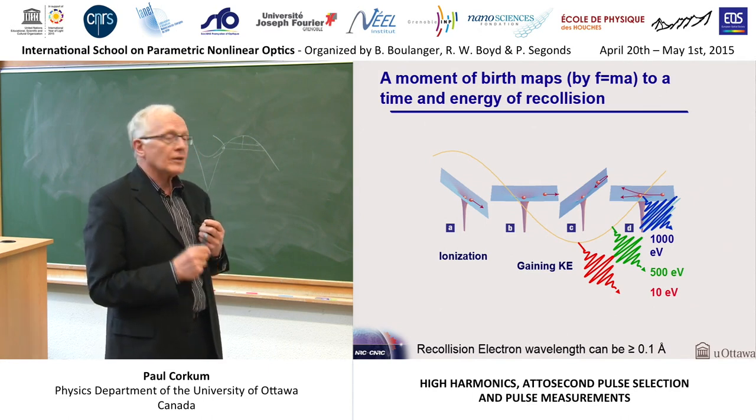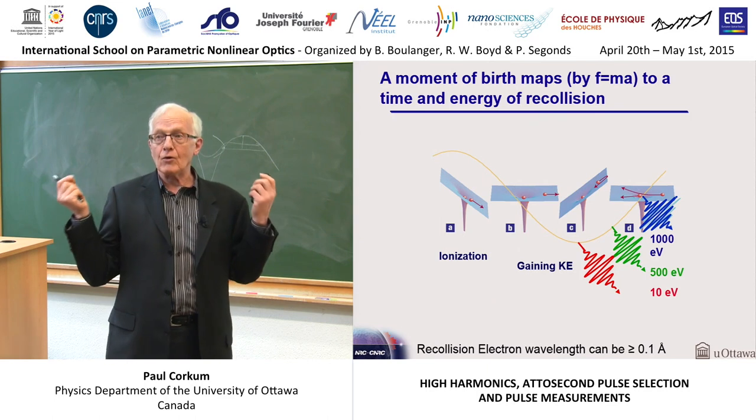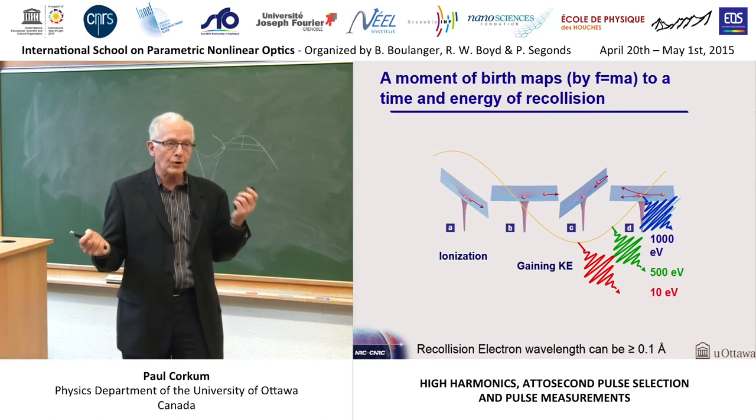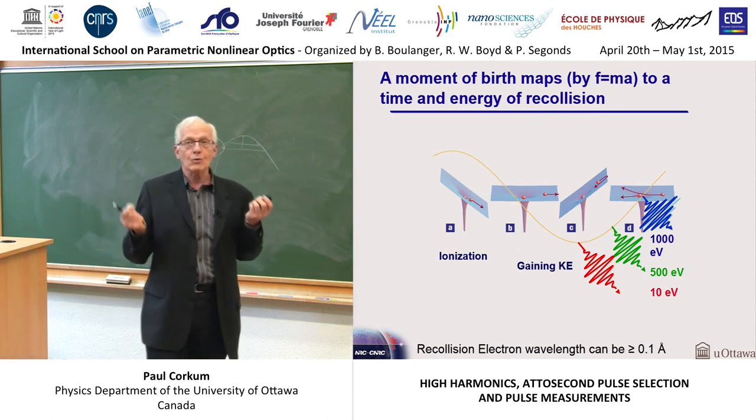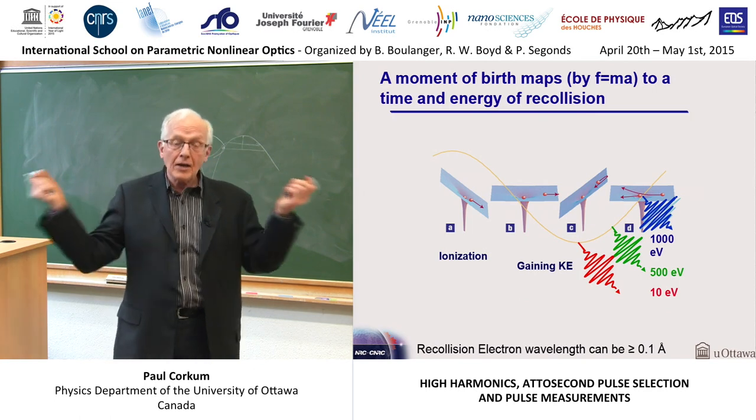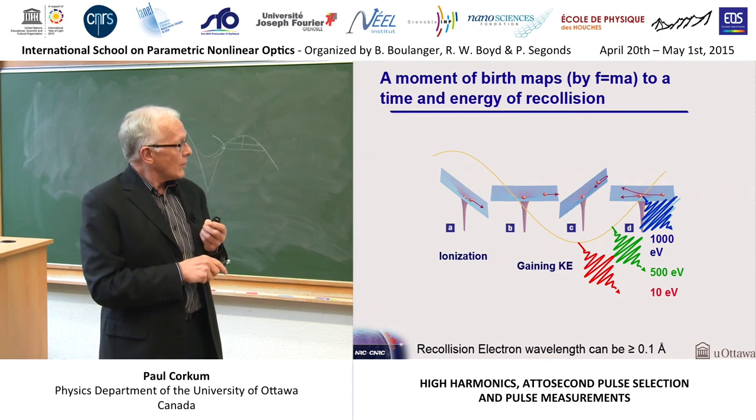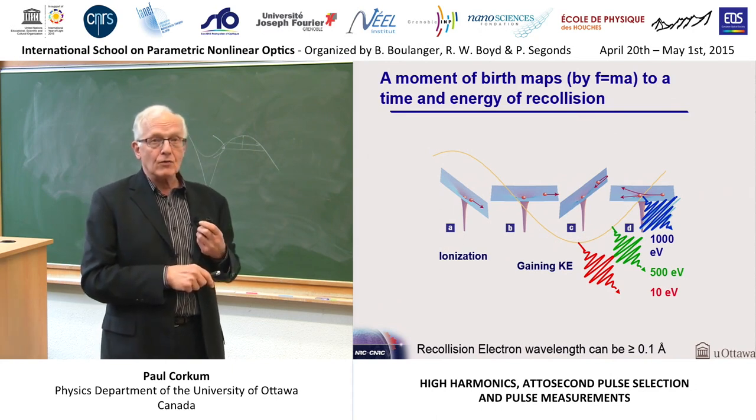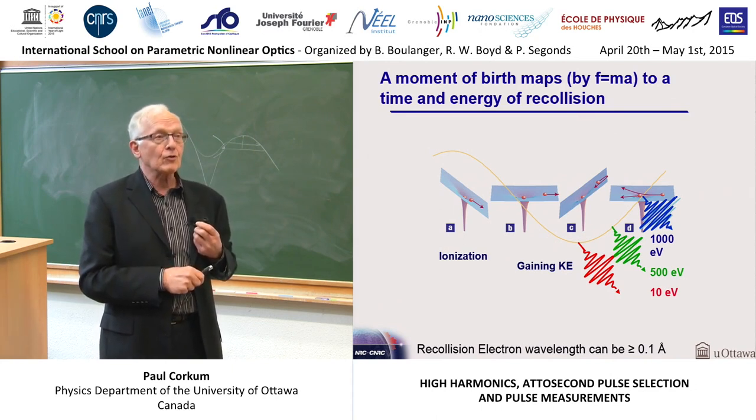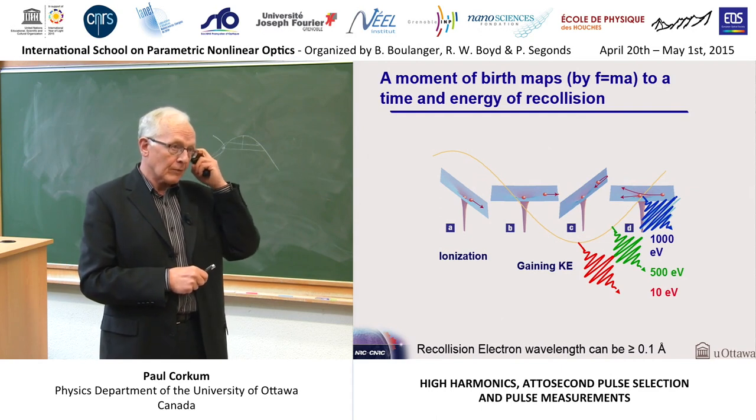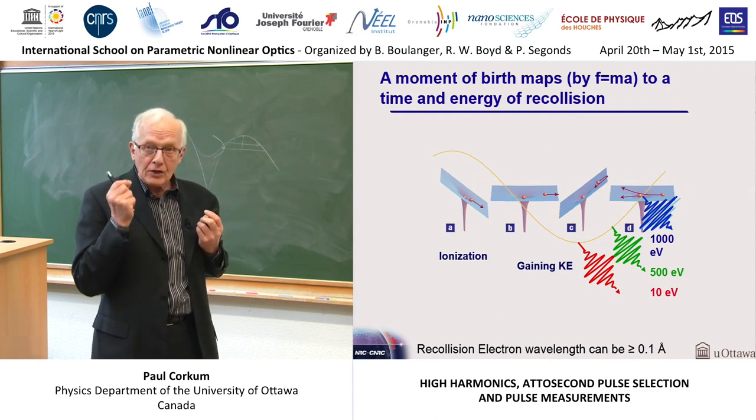The fields involved, as we already talked about, are around 10^14 watts per square centimeter to ionize most things at any wavelength around here. It's tunneling, so it's not wavelength sensitive. The field required is about 10^14 watts per square centimeter, about 3 volts per angstrom. 3 volts per angstrom is not subtle.